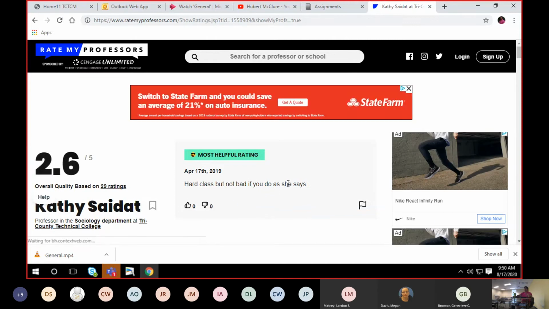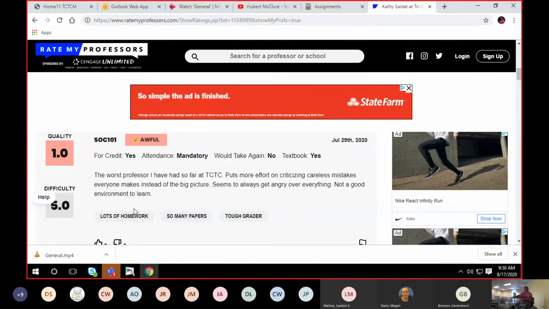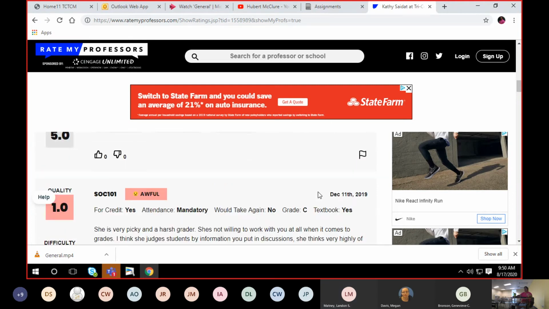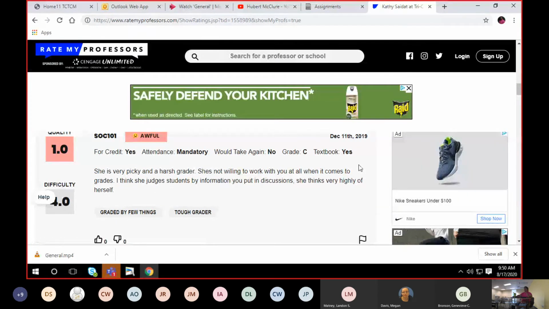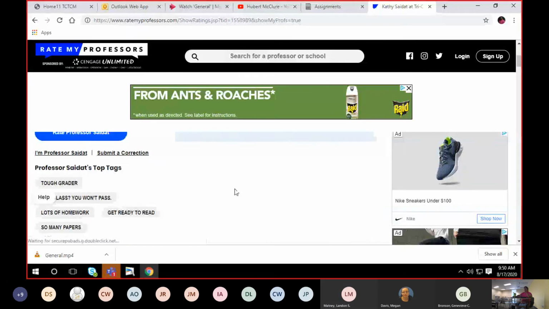Hard class, but not bad if you do as she says. That's true in a lot of classes. Oh my gosh. The worst professor I have had so far in Tri-County. Woo! Do not take this class. Now that's pretty straightforward. She's not willing to work with you when it comes to grades. Well, not many teachers will. I think she judges students by information. She thinks very highly of herself. So has anybody had this teacher before? Is that true or false?